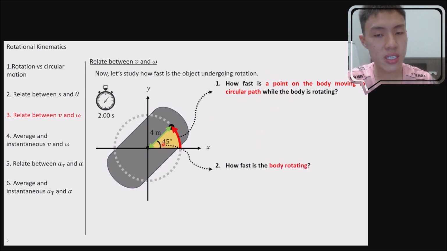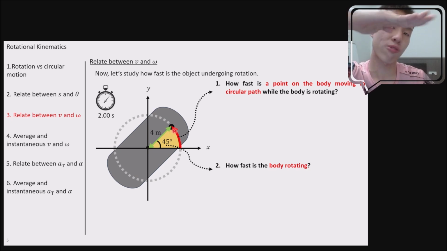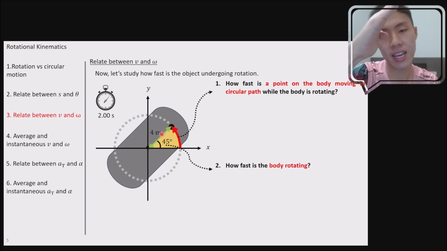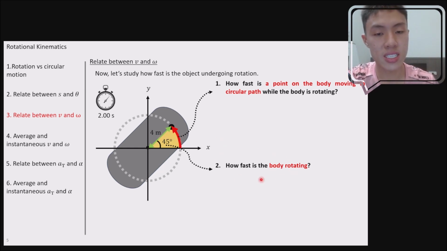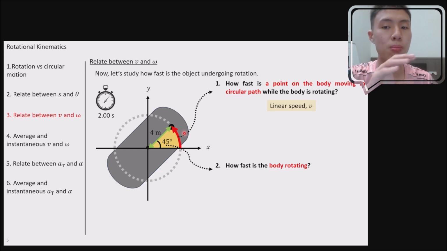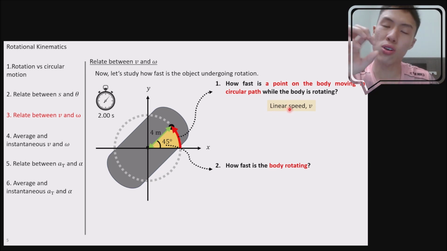A second quantity that we can determine is how fast the body is rotating. This body has changed its orientation from being fully horizontal to being at an angle. So how fast does this rotation happen? That's the second thing that you can calculate. The first thing we're referring to is the linear speed. Technically, it means how fast this black sticker is moving. Because the motion traces out a circular path, we call it linear, because we're not going to talk about angle, we are going to talk about distance.